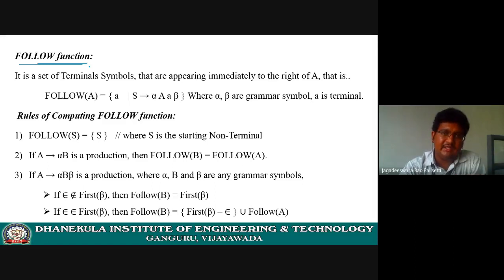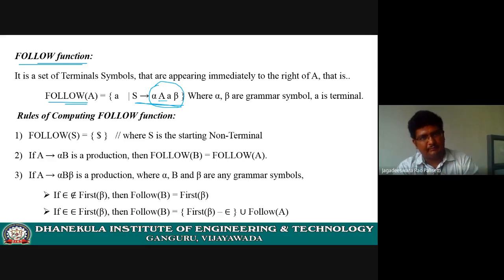How are we going to construct the follow function? First, the most important thing is to identify the appropriate production rules. In order to compute follow of capital A, whatever production rules contain capital A on the RHS are appropriate for computing follow of A. Not only capital A, for any non-terminal, the first thing you need to do is identify the appropriate production rules. Then go for these rules, which I am revising as we discussed in unit 2.